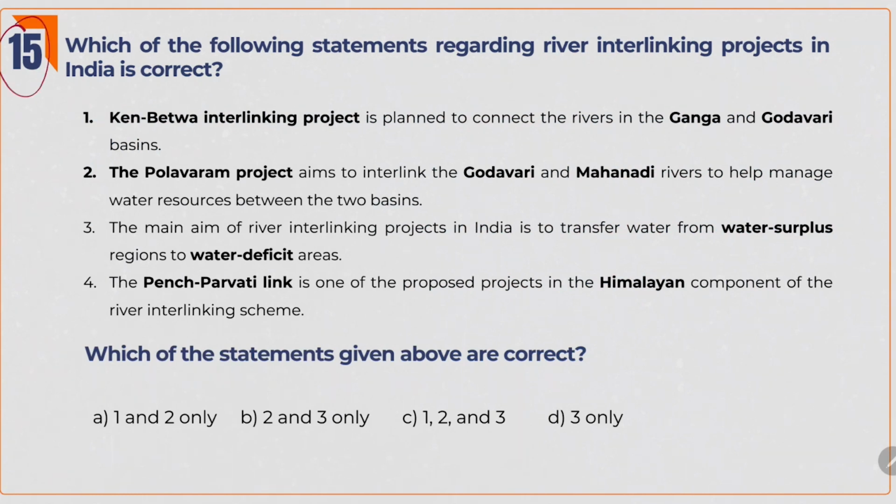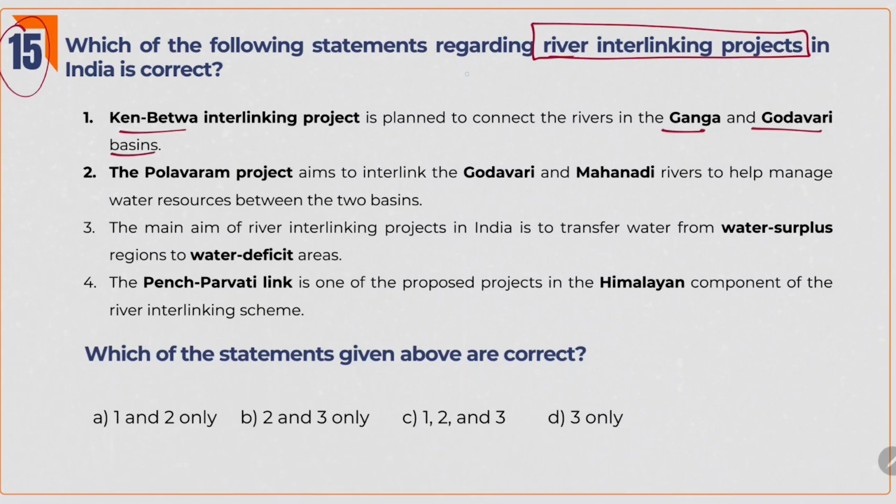Next one. Which of the following statements regarding river interlinking projects in India is correct? These river interlinking projects are always in news. There is some or other controversy going on around these interlinking projects. Let us see the options. Ken-Betwa interlinking project is planned to connect the rivers in Ganga and Godavari basins. How far it is right?